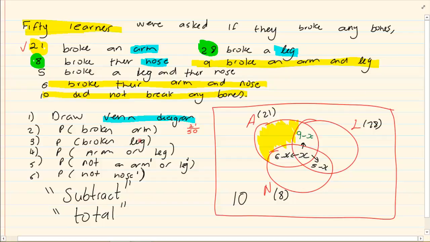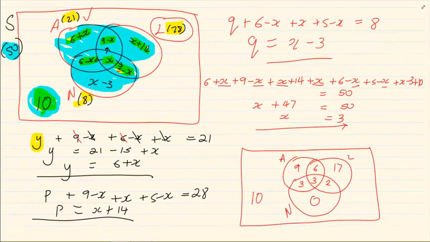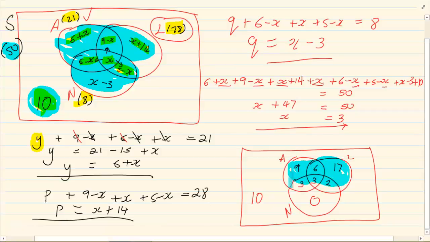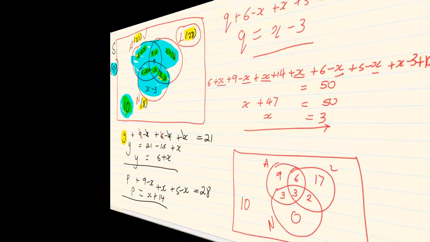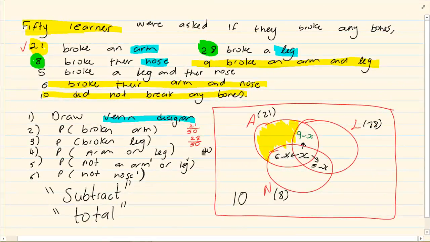What is the probability of a broken leg? A broken leg was 28 over 50. An arm or a leg. Now you see how that becomes more challenging, because now you don't know what's an arm or a leg. Okay, but if you look at your drawing, an arm or a leg, or means everything. So I'm going to take everything here. Can you see? So we've got 9 plus 6 is 15, plus 3 is 18, plus 3 is 21, plus 2 is 23, plus 17 is 40. If you take 40, then your answer is 40 over 50.